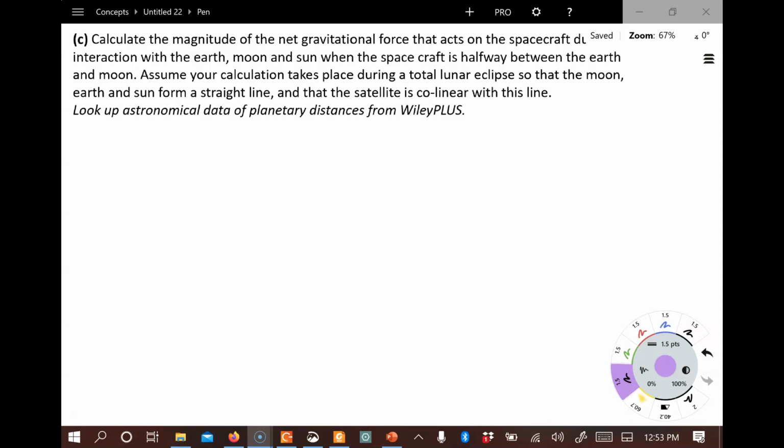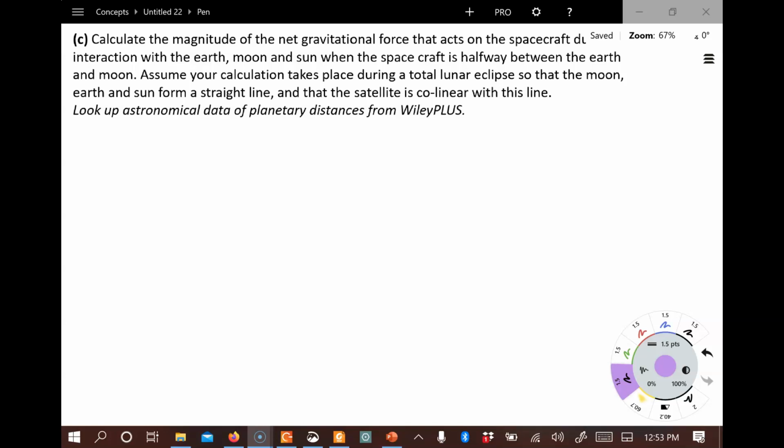Hi, this is a continuation of the previous problem, but it's really a whole new problem in and of itself. It shows us how to use Newton's universal law of gravity when you have interactions between more than just two objects. So read this one for a moment, and then we'll go ahead and set this problem up.